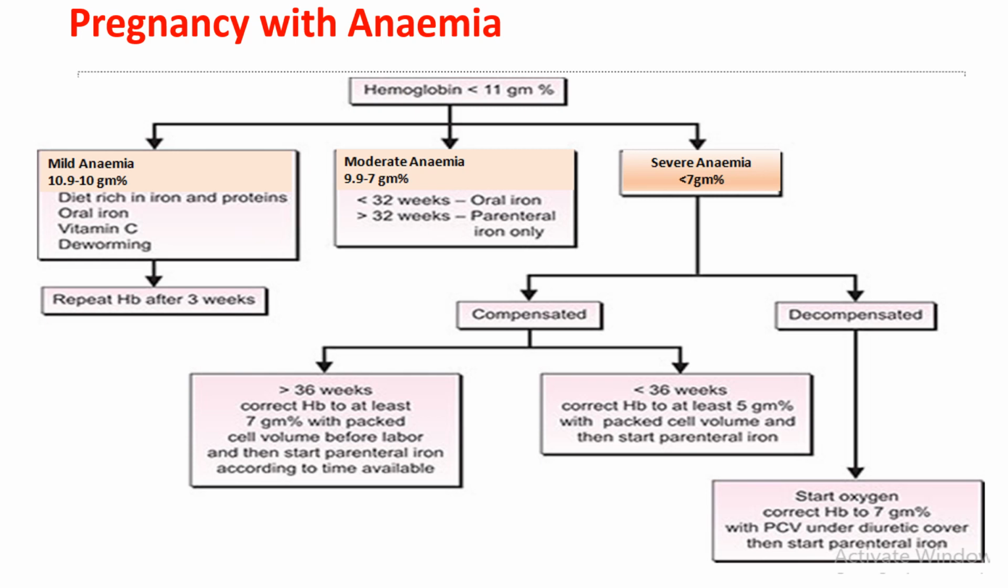In case of decompensated cases, we have to start the oxygen, correct the hemoglobin to 7 gram% with PCV under diuretic cover, and then start the parenteral iron. This is the algorithm that you need to know very clearly. Now coming to the management.